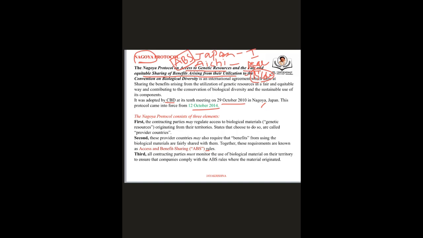What is the importance of this Nagoya Protocol? Understand the three very important things. What are the three important things? The literature is given in very technical language. Let us understand it in simpler terms. Now, what is this ABS and what are the three elements included in the Nagoya Protocol?